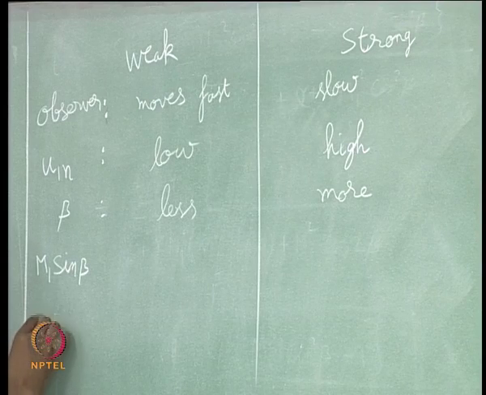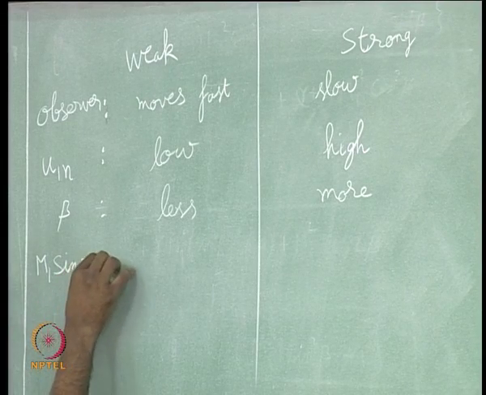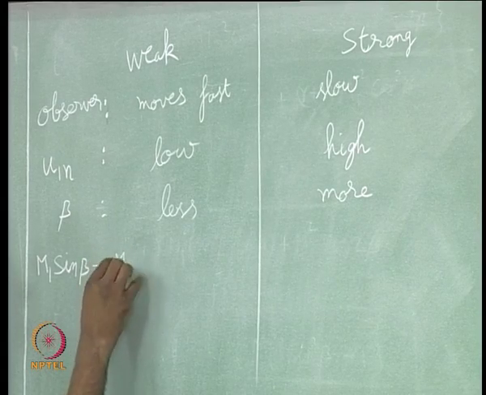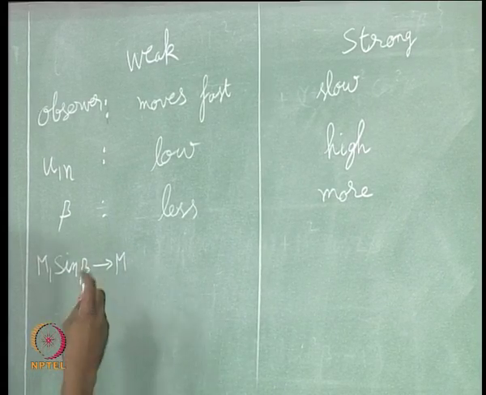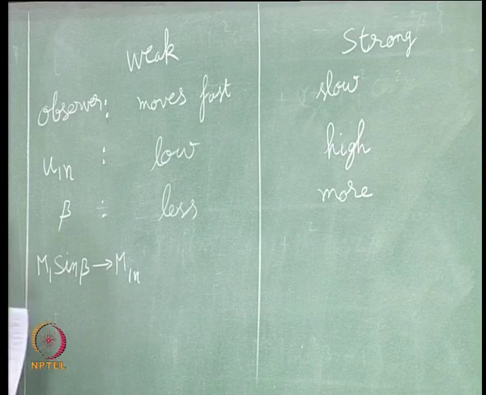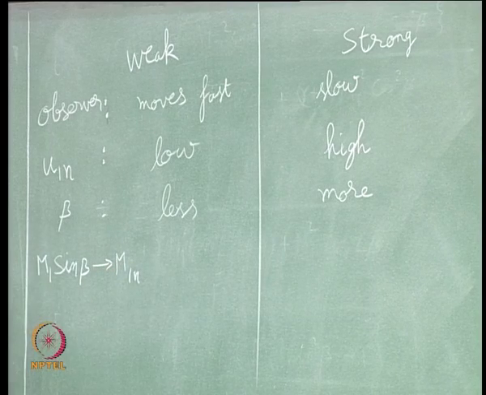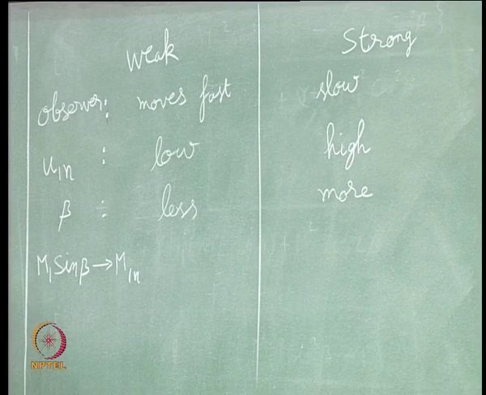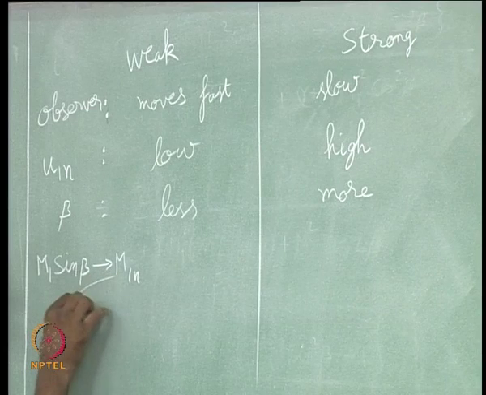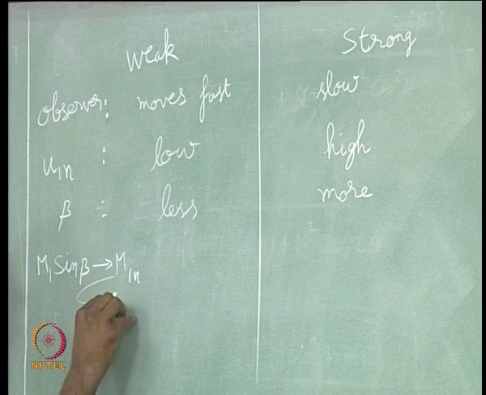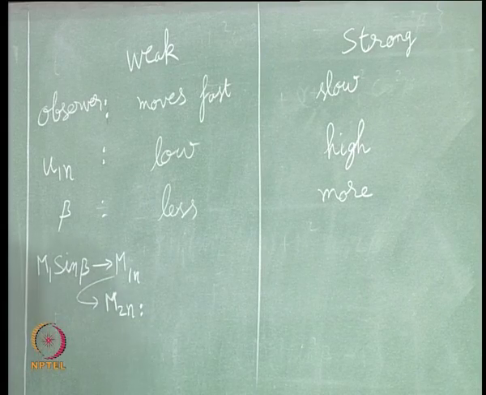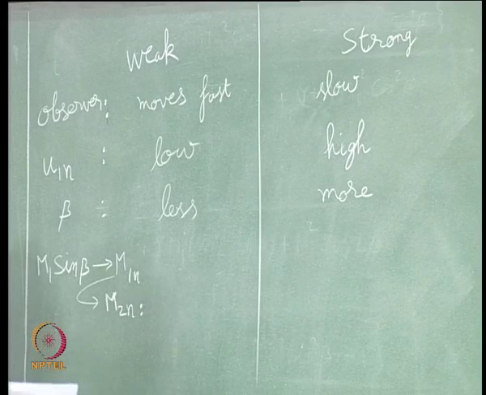M1 sin beta, which is your M1 normal. Of course, from U1 normal I can directly tell that it will be low, but that is not what I am interested in. I will plug this into the normal shock relations, which will give me M2 normal. I am going to look at only M2 normal. M1 normal, you know what it will be, low and high. I do not need to write it separately. I am more interested in this.